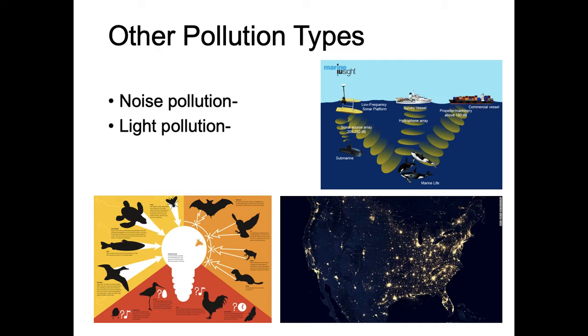Some organisms are highly attracted to light. And we can see this in a picture of the United States at night from the space station, and we can see how much light is visible from space at night. So all the street lights that don't have caps over them are emitting all of this light. And it can be harmful because it attracts insects, which can attract predators of insects.